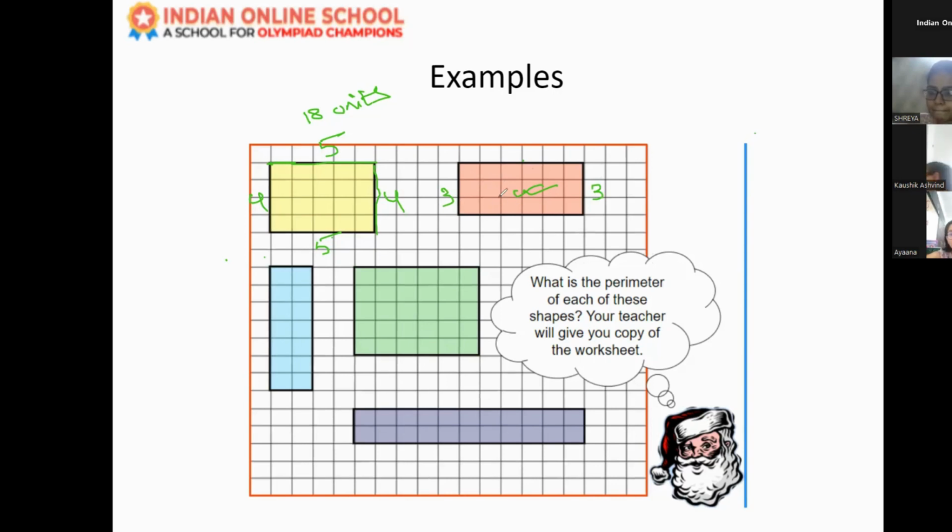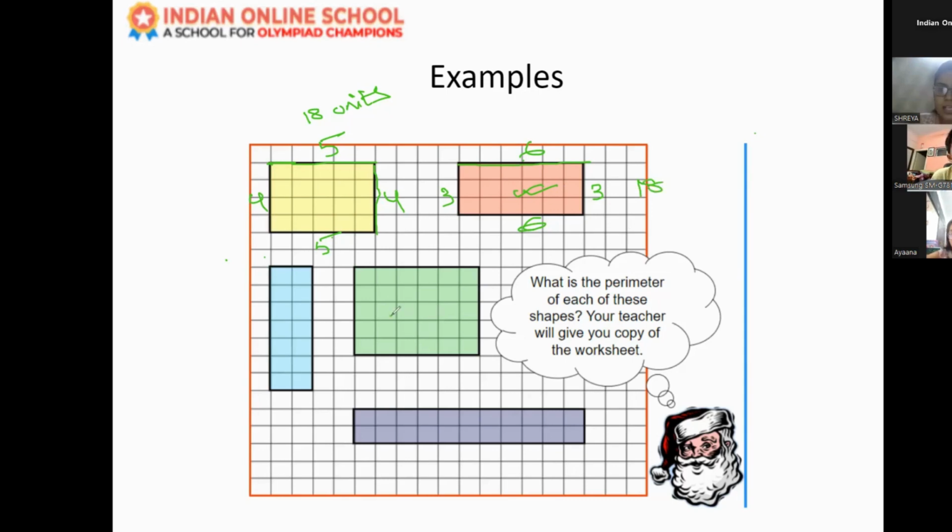3 units plus 3 units is 6. And more. Correct. 6 units and 6 units. So 1, 2, 3, 4, 5, 6. This is 6. So 6 plus 6 is how much? 12. And that was 6. So 18 units in total.